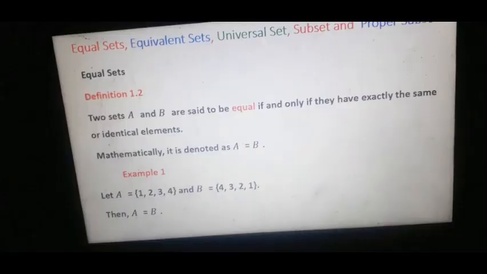Okay, the next one is about equivalent sets.